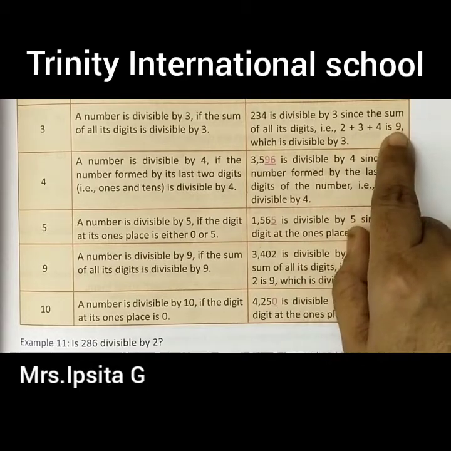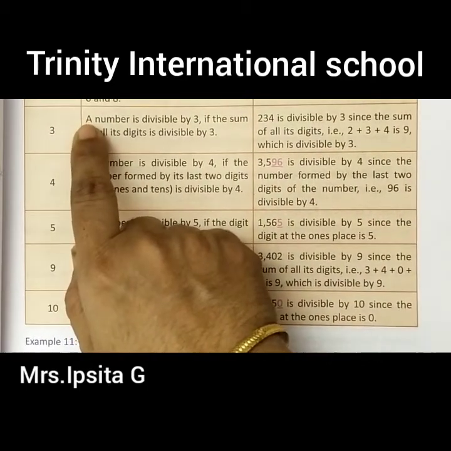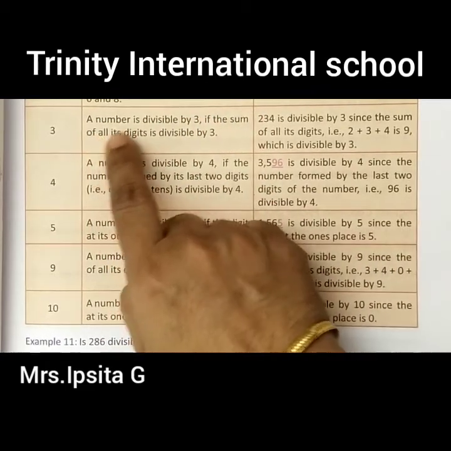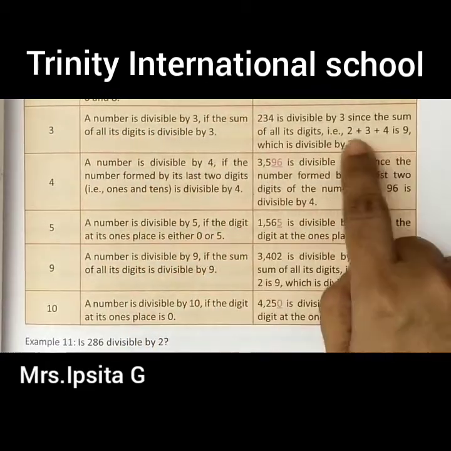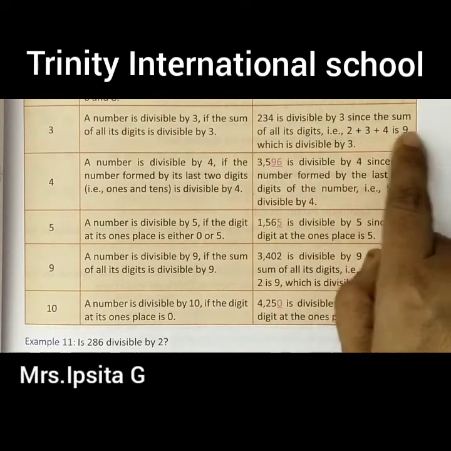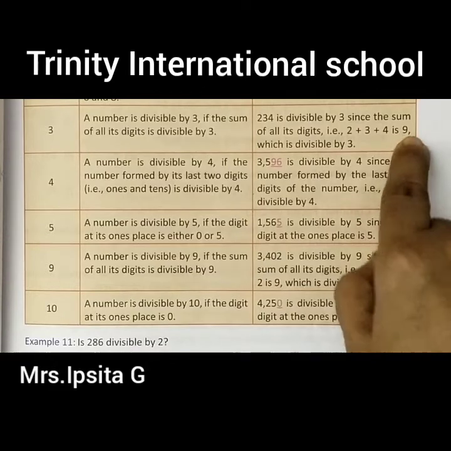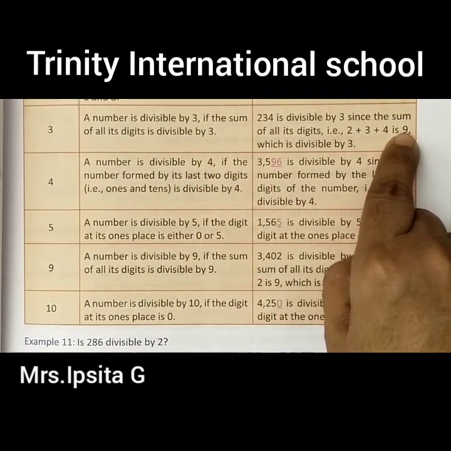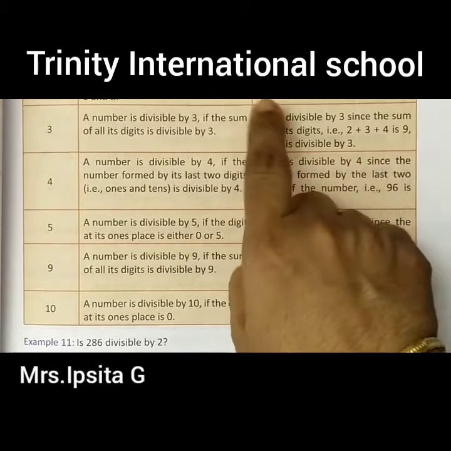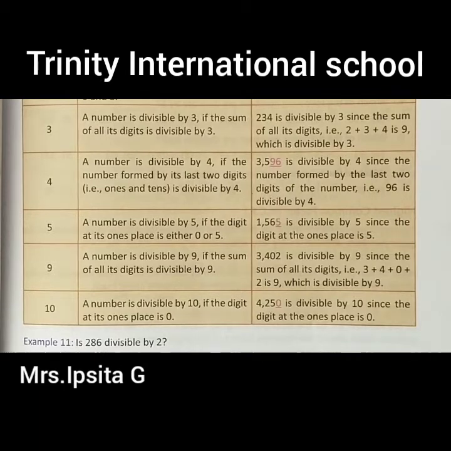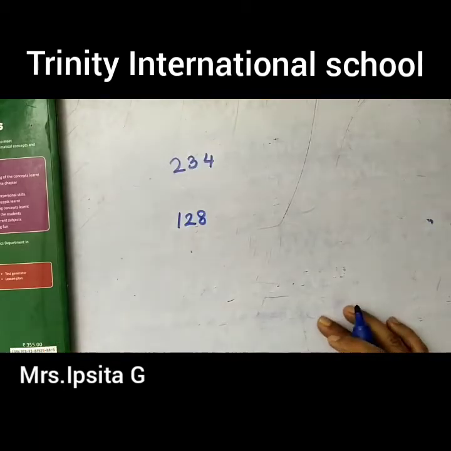Okay, so the meaning of this is: a number is divisible by 3 if the sum of all digits is divisible by 3. Look, we summed these digits and we are getting 9, and that sum should be divisible by 3. So you can see 9 is divisible by 3. That means this whole number is divisible by 3. Okay, so let us again see.